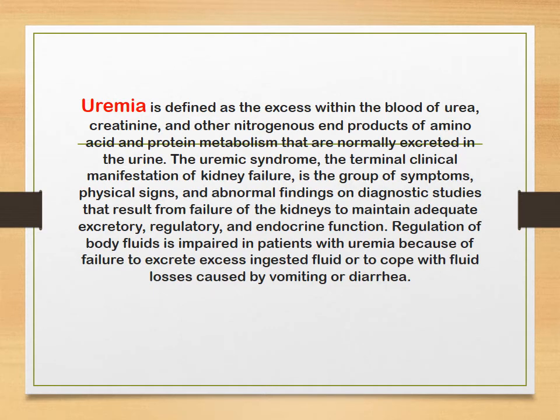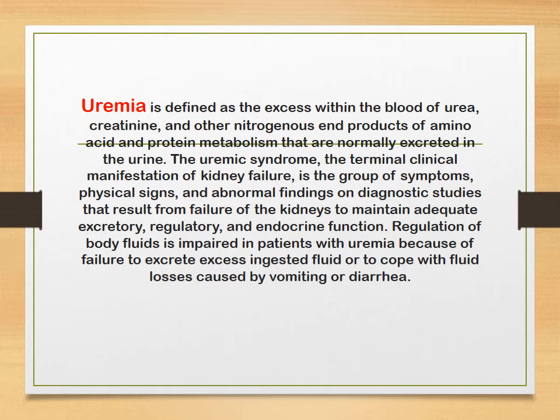Uremia is what? Uremia is a condition in which blood urea, creatinine, and uric acid, which are normally excreted in the urine, will be elevated in the blood. Due to what? Due to a defect in kidney function, filtration, and reabsorption, resulting in what? Elevation of these waste products in the blood. It is the terminal clinical manifestation of kidney failure, involving a group of symptoms and signs, and abnormal findings of diagnostic studies: decrease of estimated GFR, increase of serum urea and serum creatinine, that result from failure of the kidney to maintain adequate excretory, regulatory, and endocrine function.